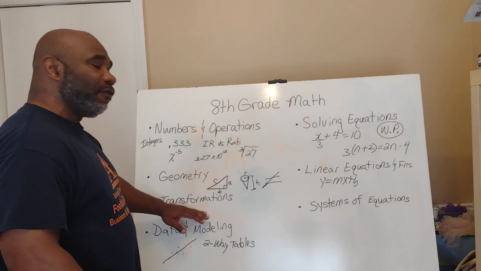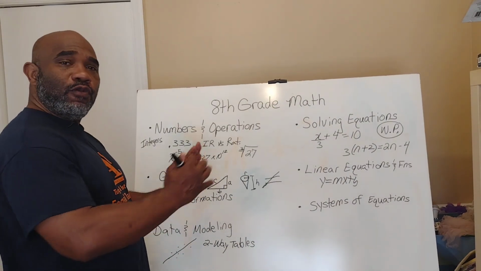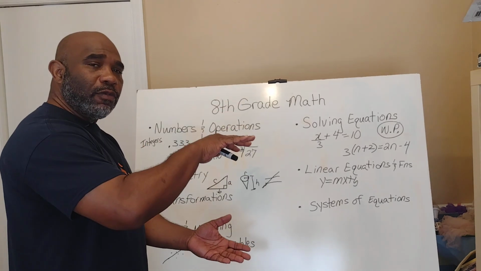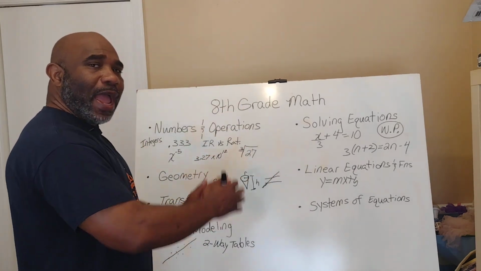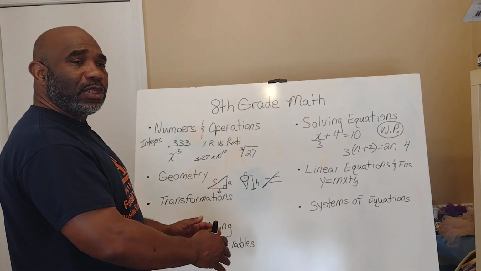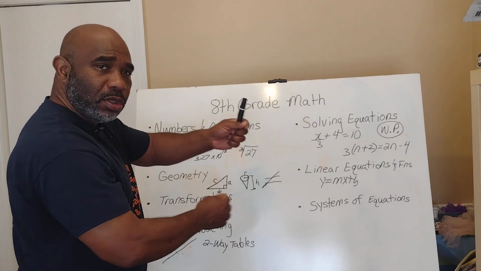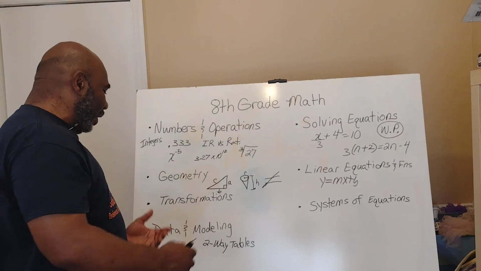And then transformations. Take these shapes and move them around. Flip them over, a reflection. Slide them left, right, up, down, a translation, and then a rotation around a plane.